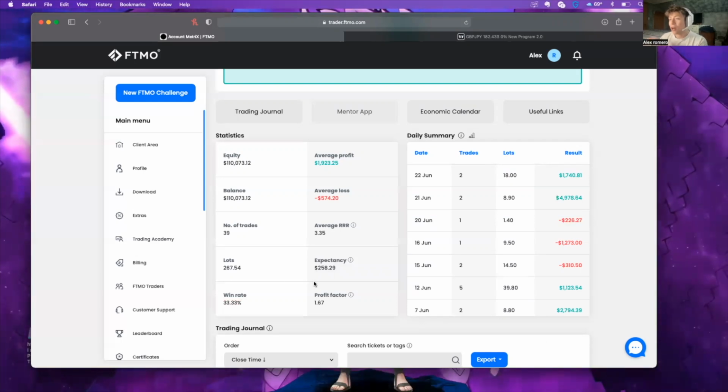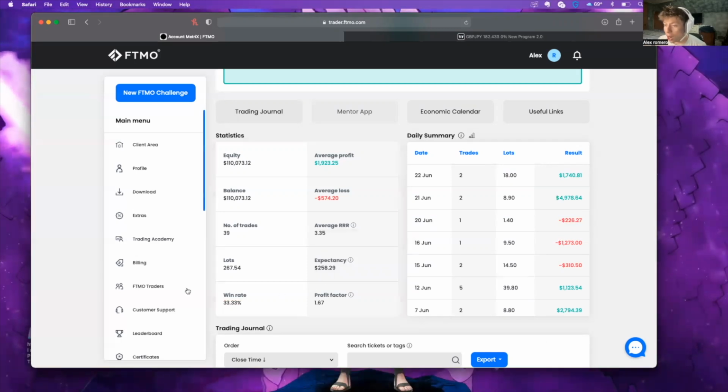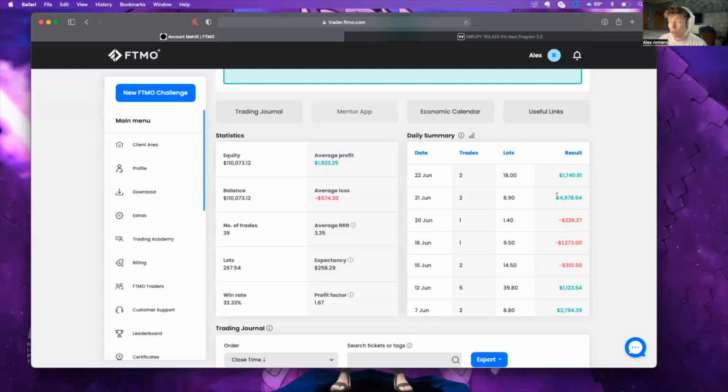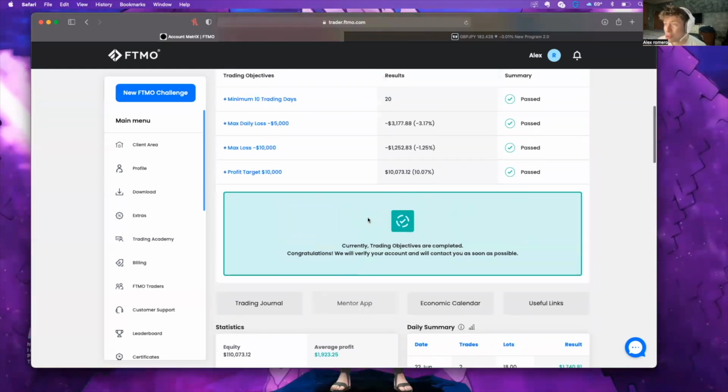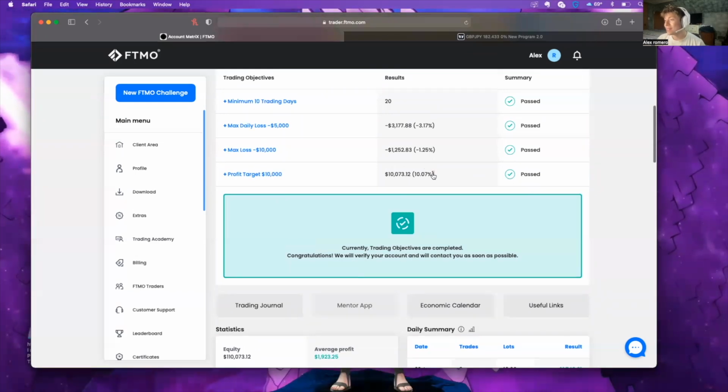This is the statistics on this challenge account. Everything transparent. I'm going to tell you exactly how it is. And yeah, that's the reason for the win rate. You just have to remember that. You see risk to reward obviously overpowers these losses. I don't want to show too much. I don't know what I can show, but 10,000 profit.